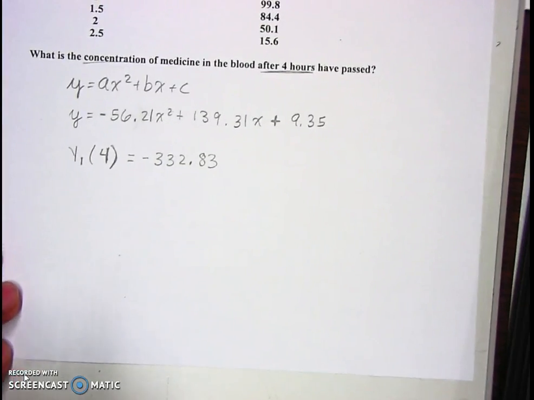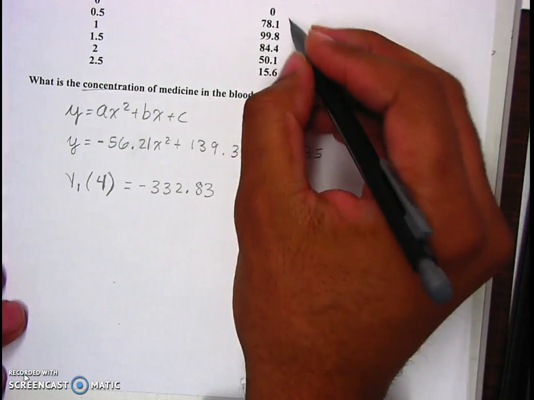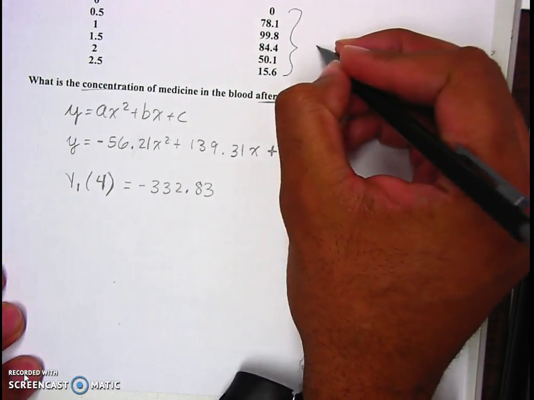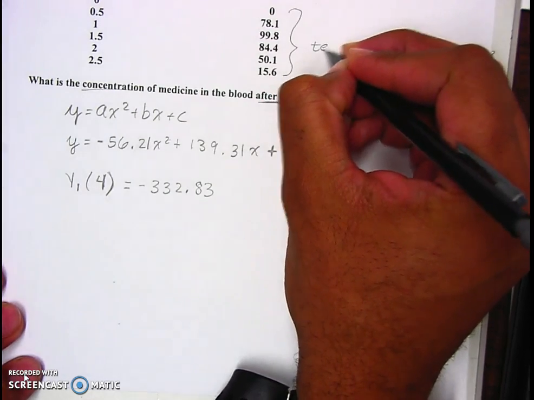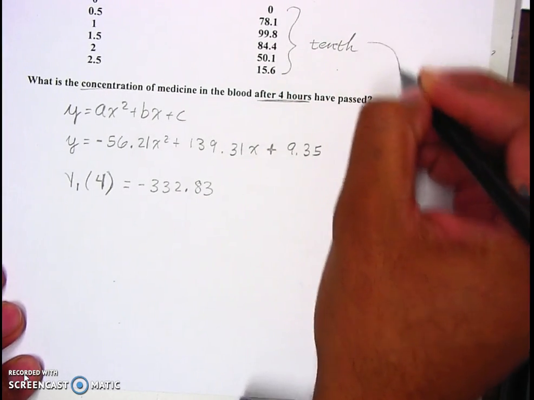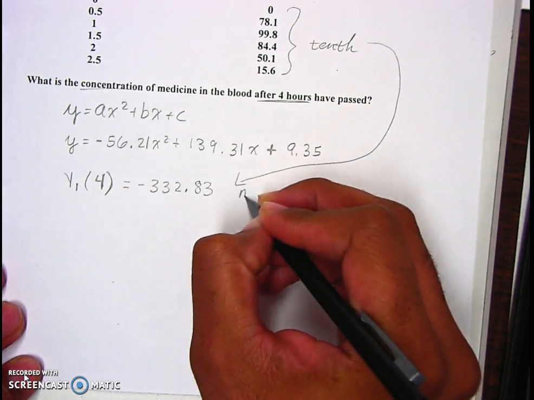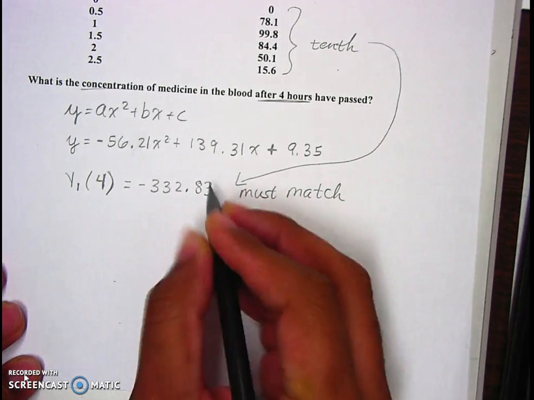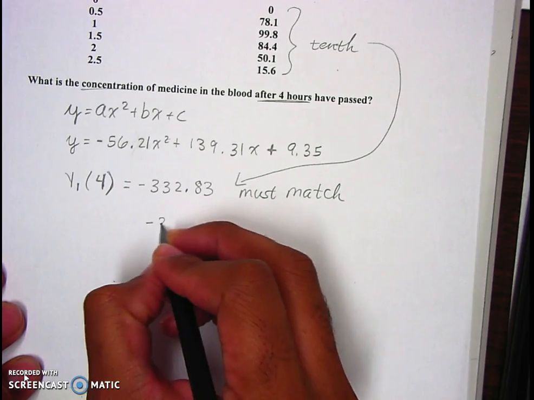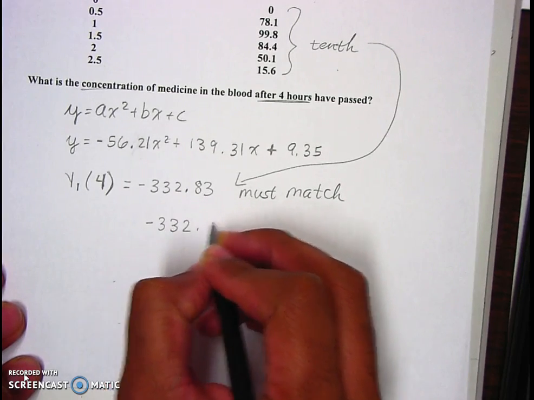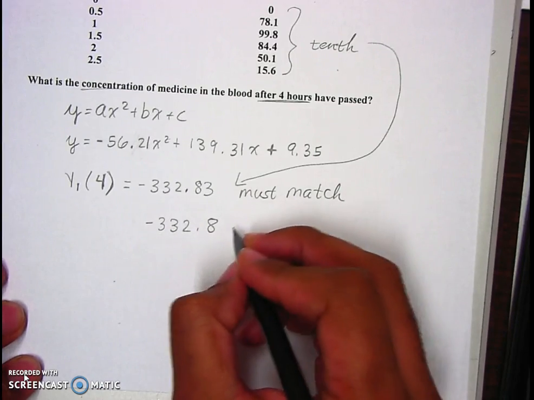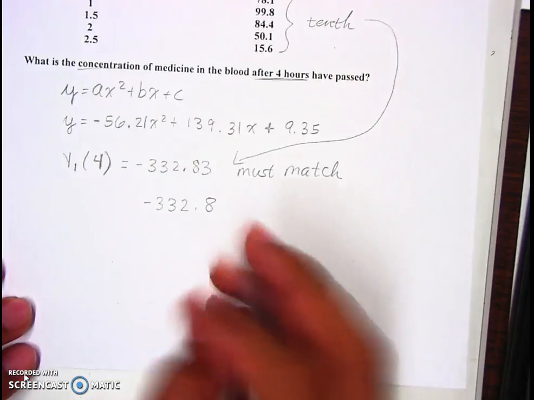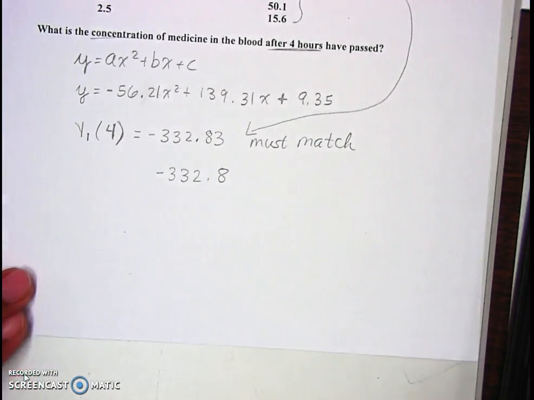All right, and again, we said that the answer must match up with the data, which is 1 decimal place, or a tenth. So our answer must match. Our answer is actually negative 332.8, and it's going to be milligrams per liter. Now we just write a sentence out and we are done.